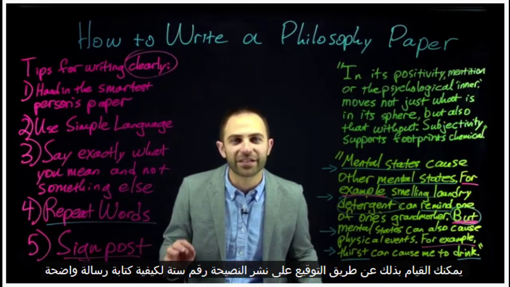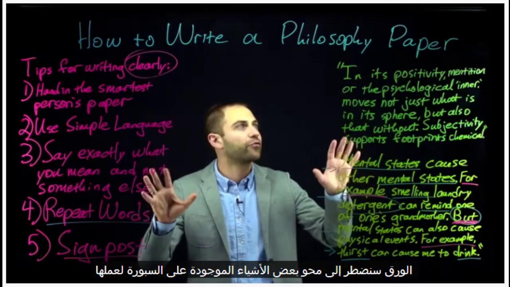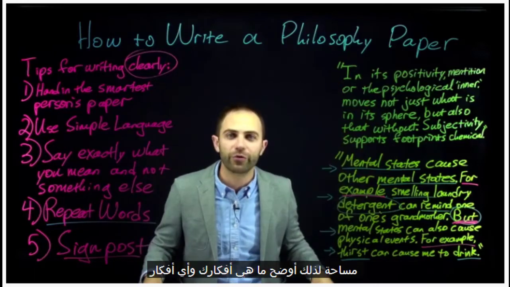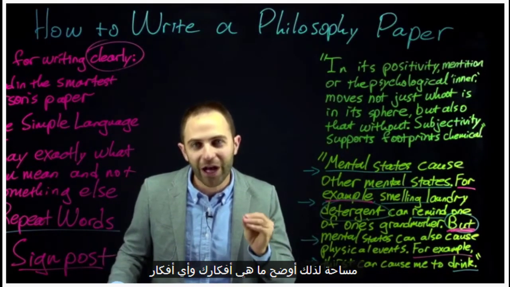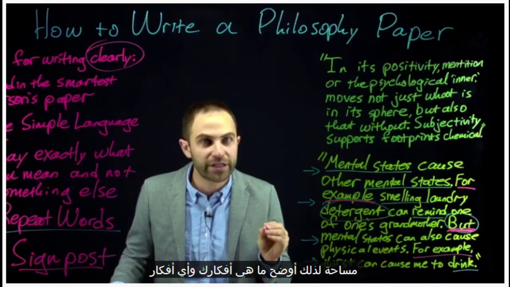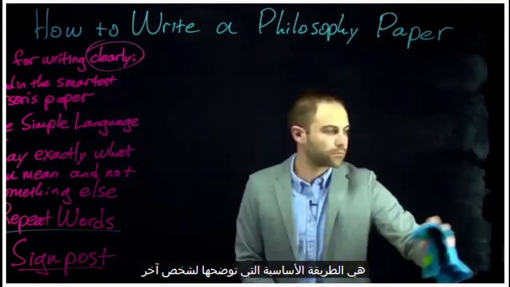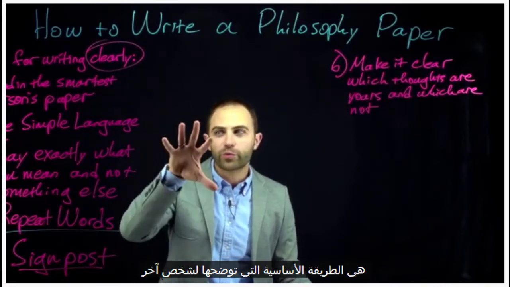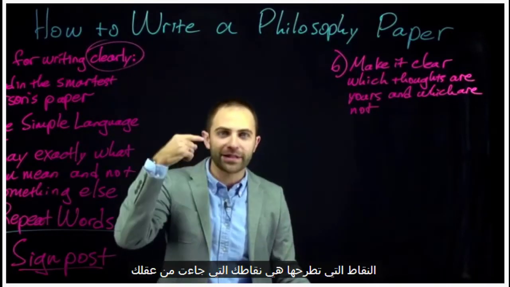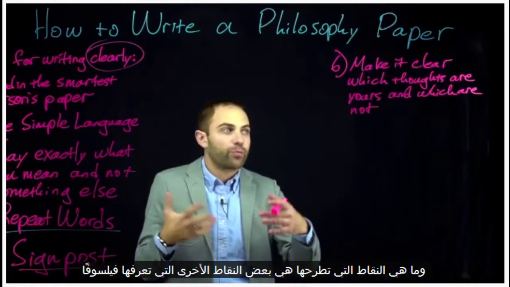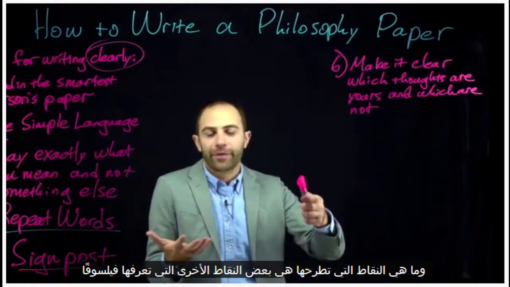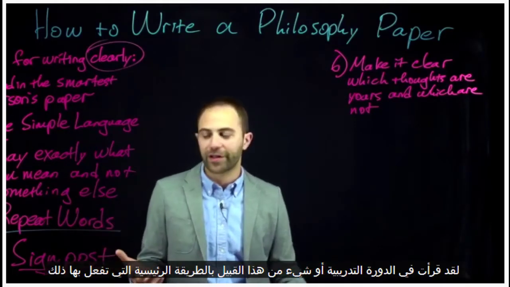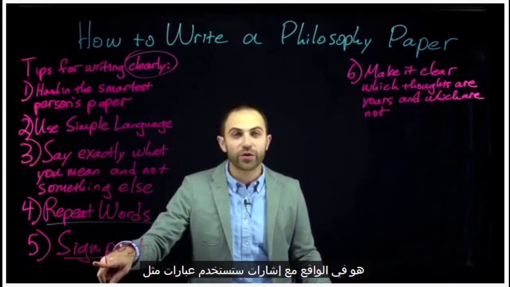Tip number 6 for how to write a clear paper: make it clear which ideas are yours and which ideas are someone else's. We're going to have to erase some of the stuff on the board to make room for this. The primary way that you make it clear which points are your points that came from your brain and which points are some other philosopher that you've read in the course or something like that, the main way that you do that is actually with signposting.